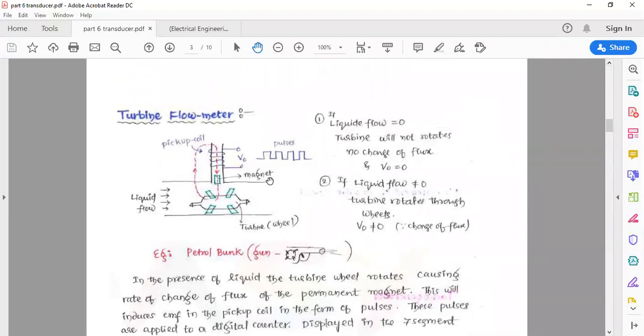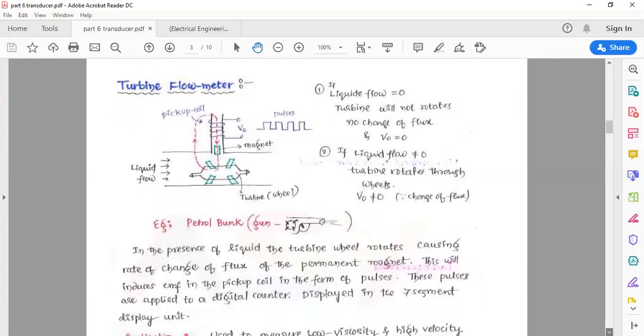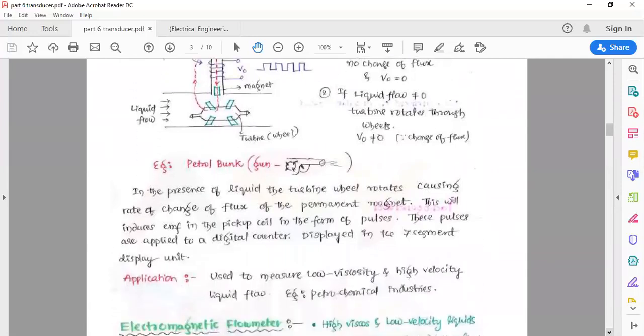This is the structure of our turbine flow meter. If liquid flow is 0, then the turbine will not rotate, and there is no change of the flux. If liquid flows, there will be rotation of the turbine. As a result, there will be a change in magnetic flux, and there will be an induced EMF in the coil, which will generate pulses. These pulses are connected to a digital counter which counts them, and with the help of these pulses we can calculate voltage.